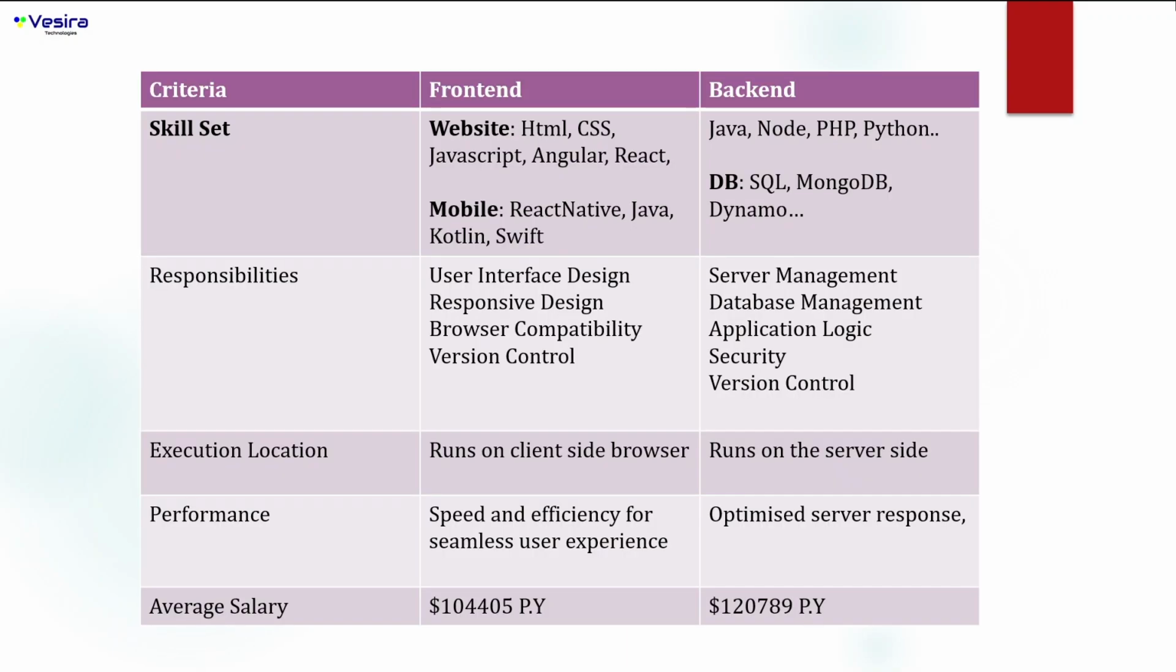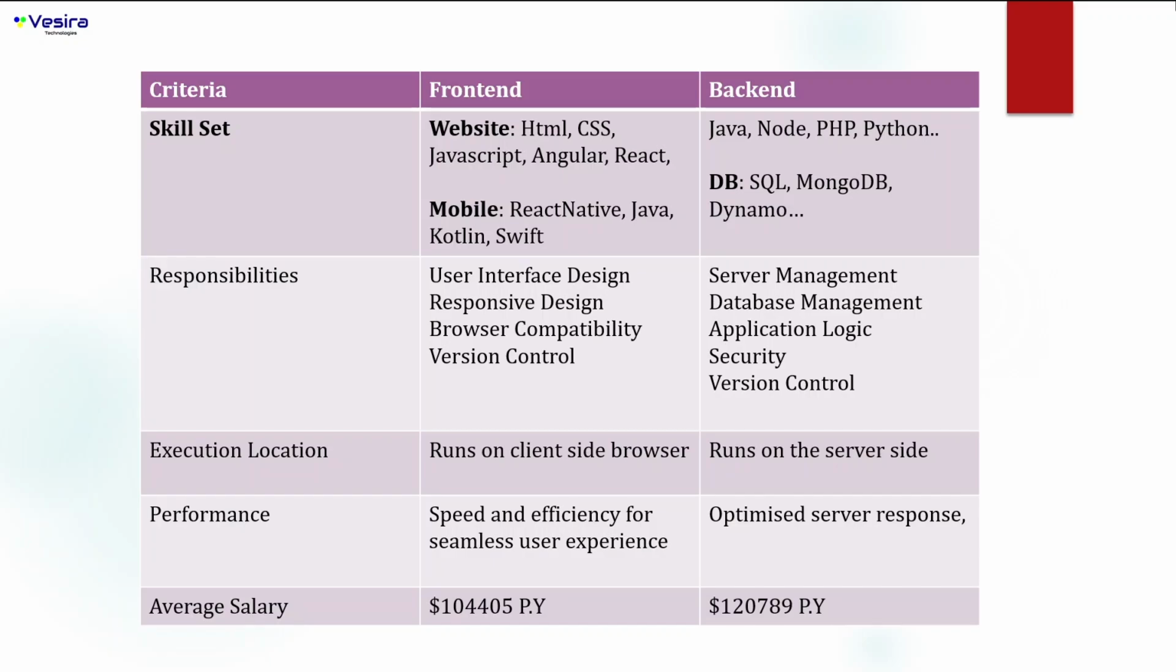I have provided the key differences between front end and back end developer with criteria. So coming to the skill set, a front end developer should learn HTML, CSS and JavaScript. This should be mandatory, along with Angular or React. For mobile, you can learn React Native, Java, Kotlin or Swift. For the backend developer, they can learn any of these technologies like Java, Node, PHP or Python, along with any of the databases like SQL, MongoDB or DynamoDB.